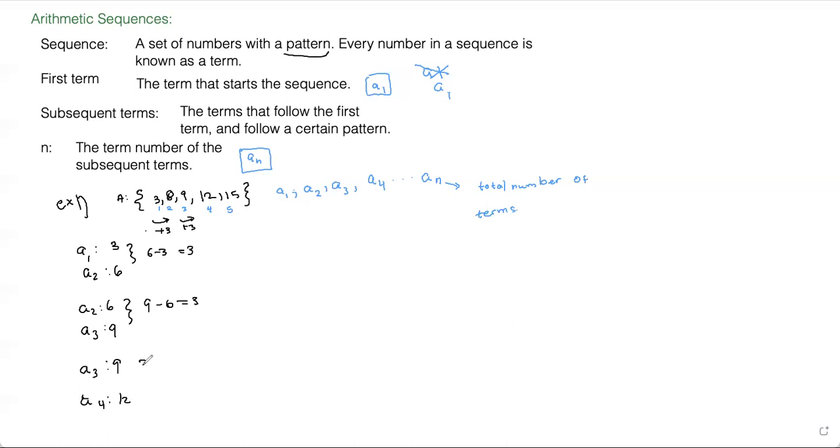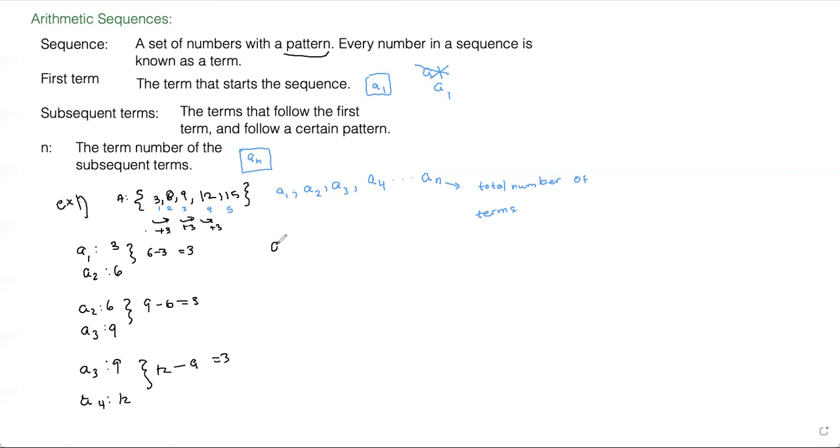Right? So let's check. This one is 12 minus 9, which is equal to 3. Hey, we found a pattern. So let's just write a rule for this.